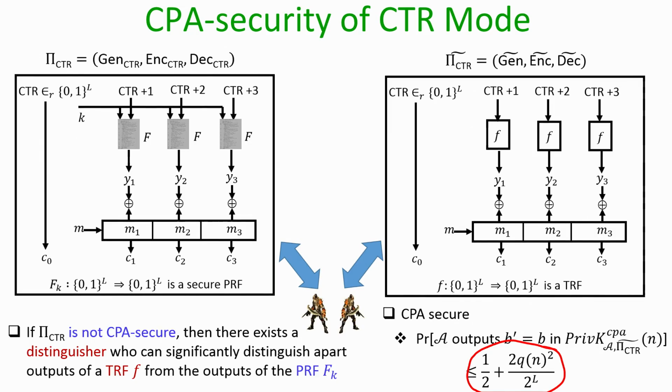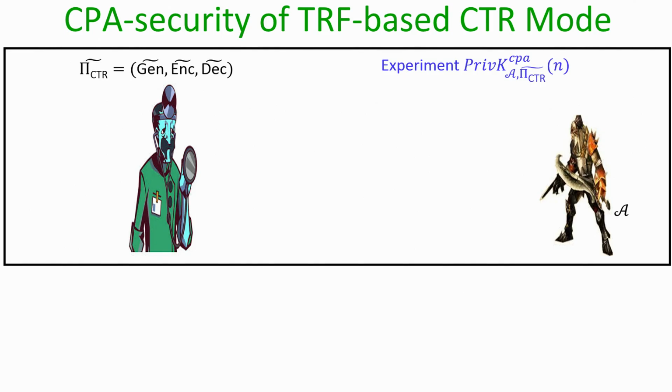We will first consider a variant of the counter mode of operation, prove it to be CPA secure formally, and then we will come back and argue that since the only difference between the actual counter mode of operation and the variant is the underlying invocations of the function, the actual counter mode of operation should also be CPA secure, otherwise there is a distinguisher who can distinguish the keyed function from the outcome of a truly random function. So, let us first proceed to prove the CPA security of the truly random function based counter mode of operation.